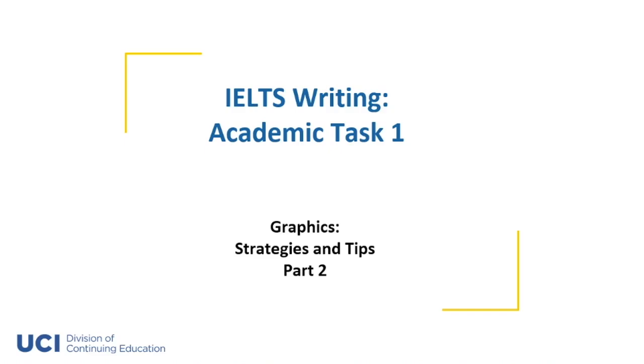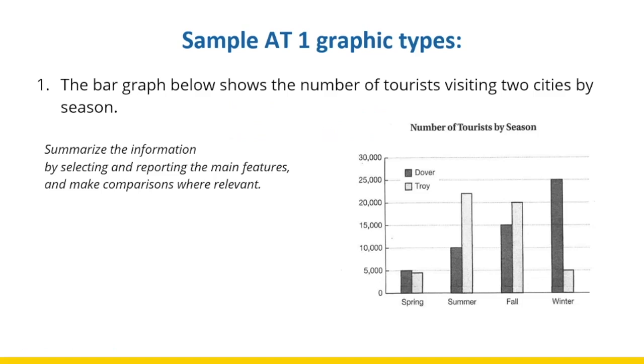IELTS Writing, Academic Task 1, Part 2. The first graphic we're going to review is a bar chart. So here we have a topic. The bar graph below shows the number of tourists visiting two cities by season. So this is a topic and the main idea of the essay you're going to write about.